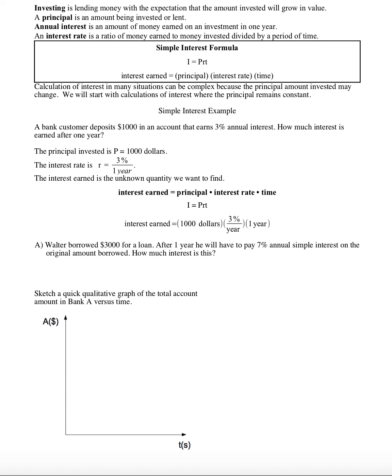Let's say that Walter borrows $3,000 for a loan. After a year, he'll have to pay 7% annual simple interest on the original amount borrowed. How much interest is it? You may wish to write down the givens on the side. For example, the $3,000 is what we call the principal. It's the amount being borrowed or lent.